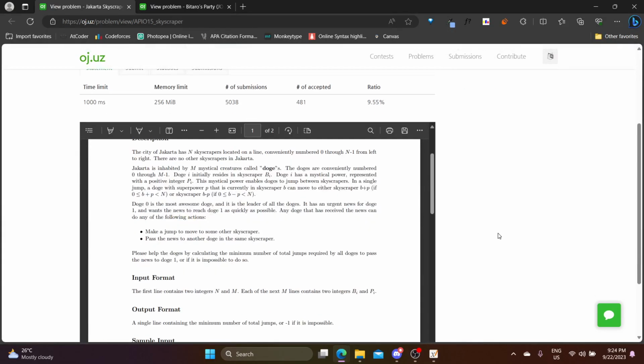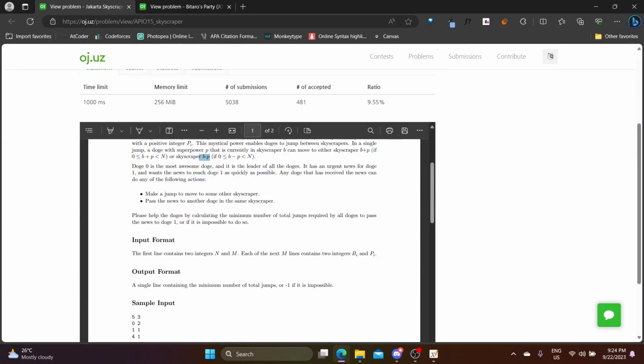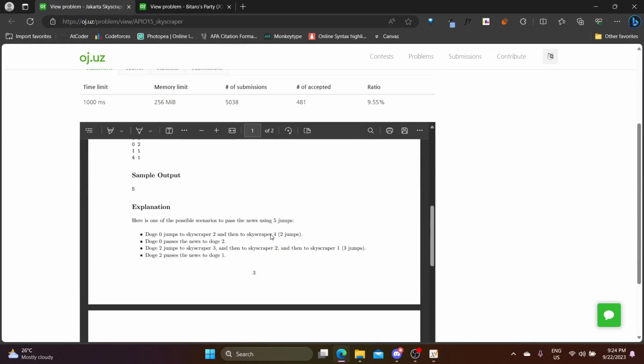Okay, so for this problem, yeah, you want the message from Doge 0 to reach Doge 1, and then after that, the movement that you can do is based on the power p. So if you have power p, you can move p steps in front or p steps behind. Then after that, as the Doge travels, it can pass the message to other Doges too, so that you can jump a different distance.